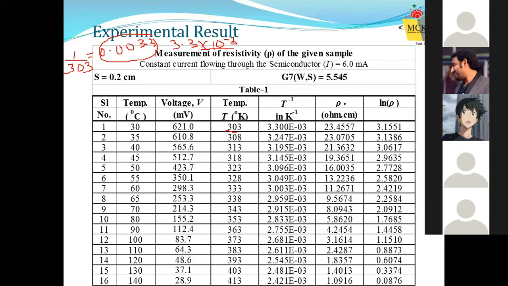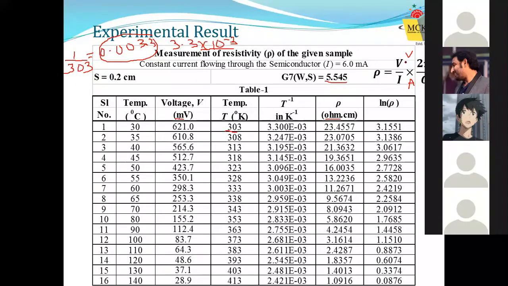So now you calculate rho from that formula, and please make sure that here there is a millivolt. Remember the formula: V by I into 2 pi s G7. S would be kept in centimeter, which is already there, and G7 is a constant. If you want it in ohm, then V should be in volt and I should be in ampere. But you see that V is in millivolt and I is also in milliampere. So no need to worry.